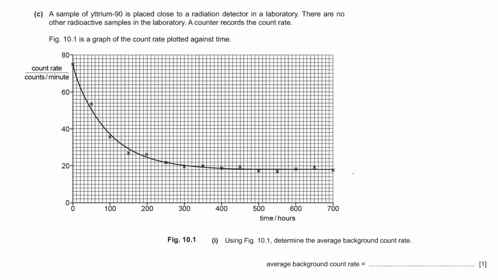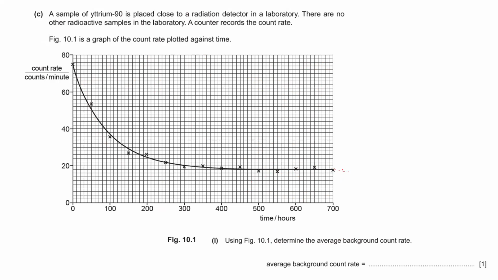Then question 10 part C says that a sample of yttrium 90 is placed close to a radioactive detector in a lab. There are no other radioactive samples in the lab. The counter records the rate. So this is the recorded rate. Using 10.1, determine the background count. We can see that the yttrium 90 has decayed and then the result has become stable.